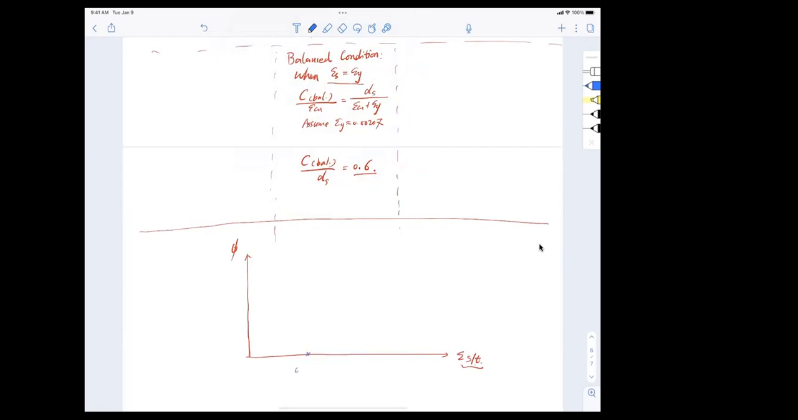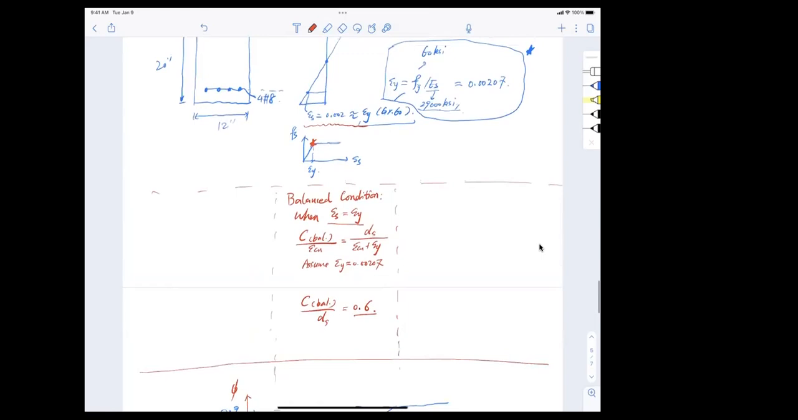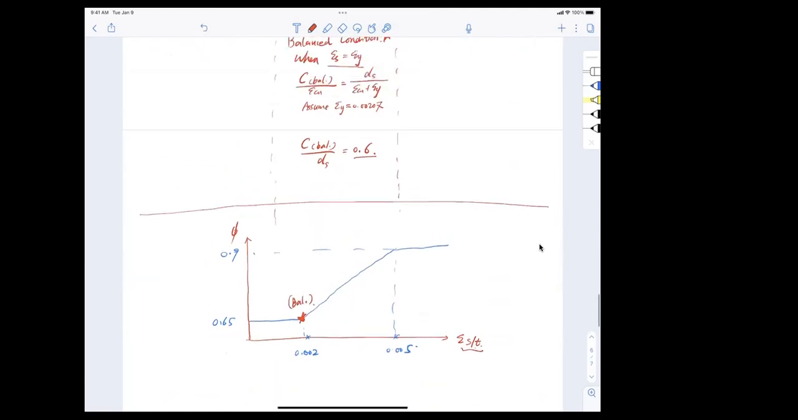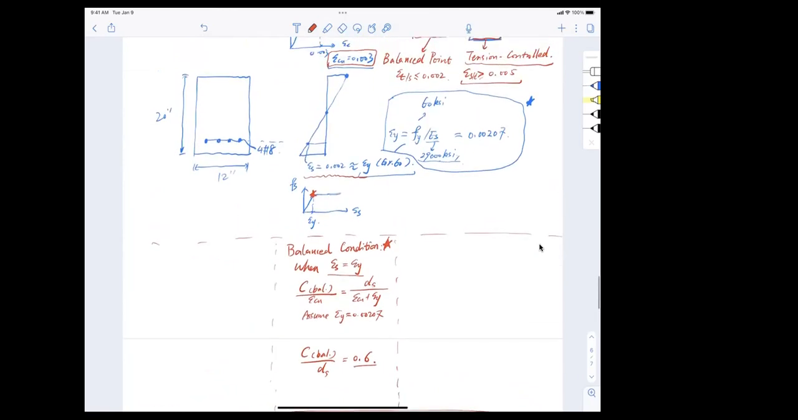So here is my 0.002, here is 0.005, so here is my 0.65, here is my 0.9. And now in between, you do linear interpolation, right? Linear interpolation. So this balanced point is right here. I'm just going to use a red star to represent this balance point. Okay, so that is my balanced point. All right, now coming back to the strain diagram, right?